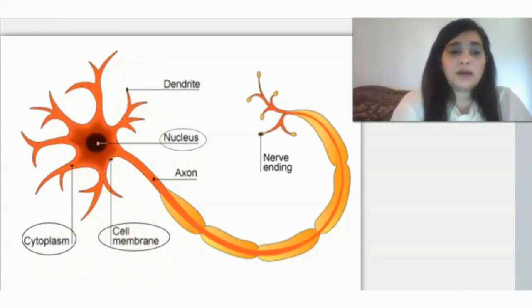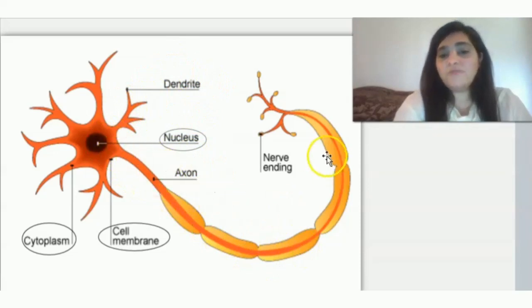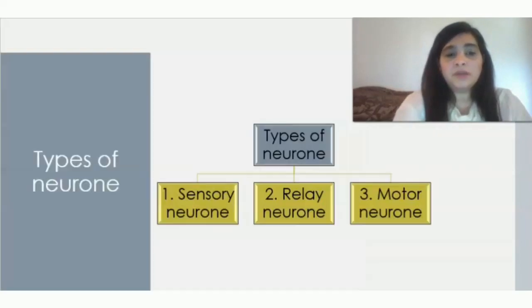So the nerve fibers are divided into two types. I have already mentioned. One is known as dendron or dendrites. The second one is the axon. Dendrites transmit nerve impulses towards the cell body, while axons carry the nerve impulses away from the cell body. Here are the nerve endings shown here. So types of neurons. There are three types of neurons: sensory neuron, relay neuron and motor neuron. I will discuss all of these one by one.